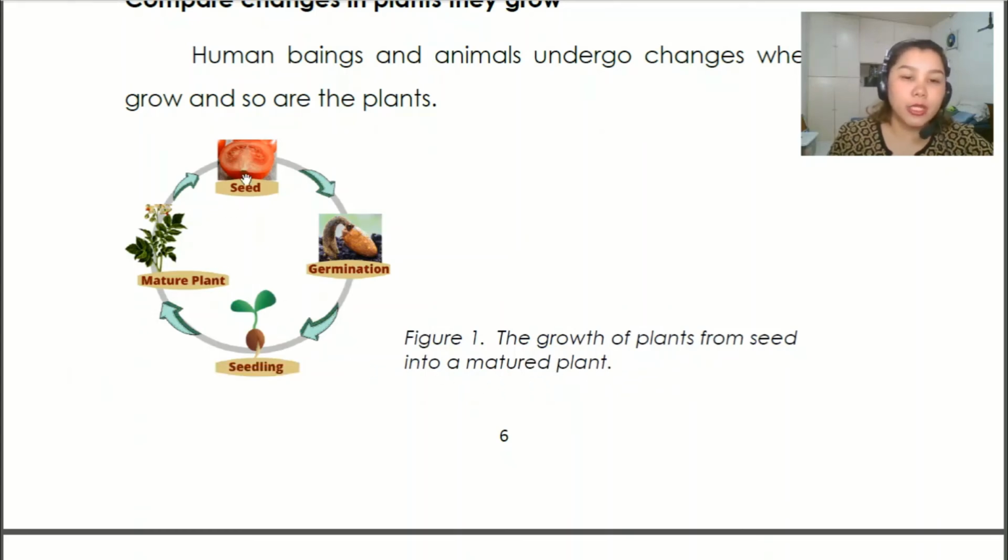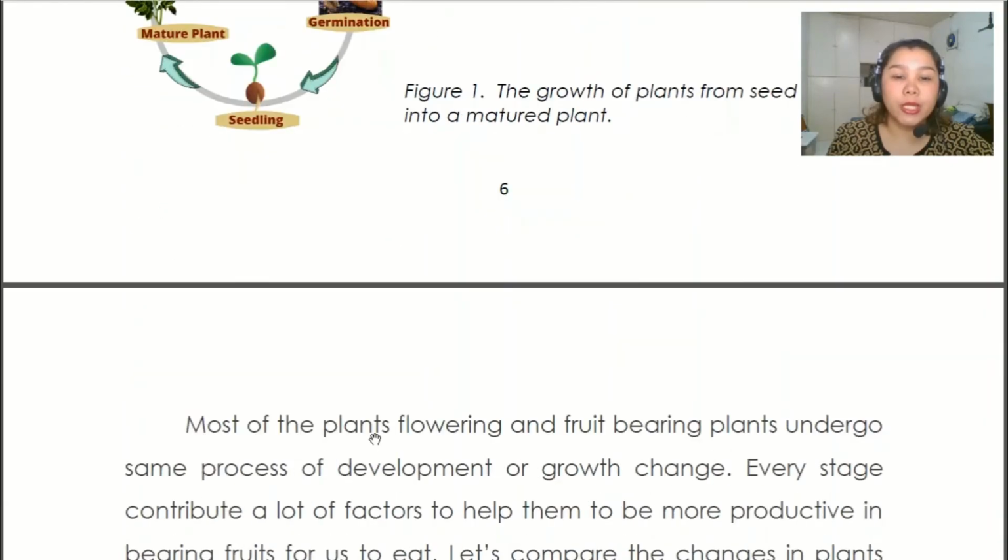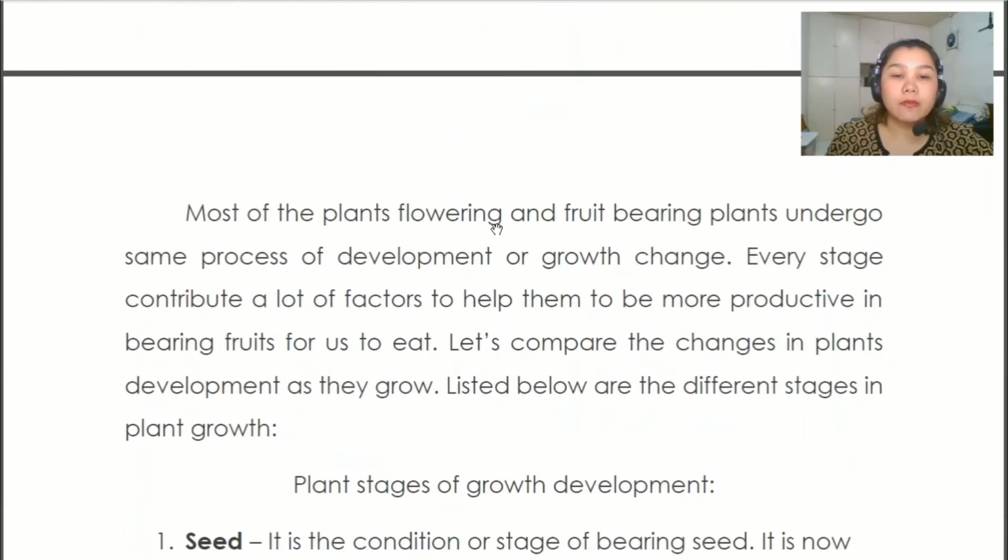So it starts from seed, tapos germination. Ito yung process from seed becoming a young plant, and then it becomes a seedling, and then a mature plant. And then when a mature plant has fruit, then the fruit has seeds, then it can now be planted again and becomes new seedling, and then later on a mature plant. So most of the plants, flowering and fruit-bearing plants, undergo same process of development or growth change.